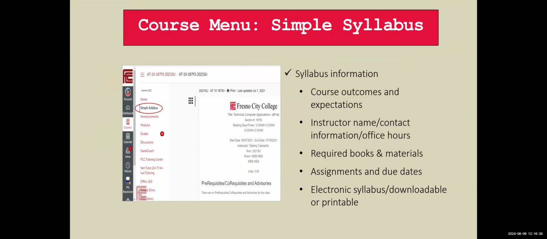Okay, so first it's the simple syllabus. The syllabus is an outline for the course outcomes and expectations. It will also list the instructor's name and contact information. It will tell you what books, materials, or requirements are needed for the course. And it will list assignments and due dates. You should be able to view it, download it, and print it if needed. Each class you take will have a syllabus, and you should read through each one so you know what to expect from you.